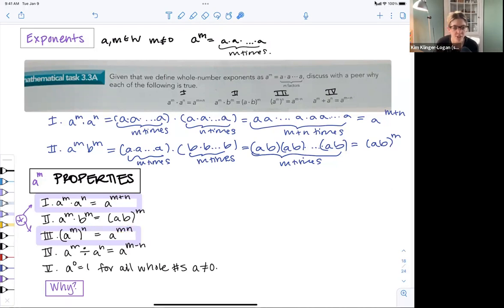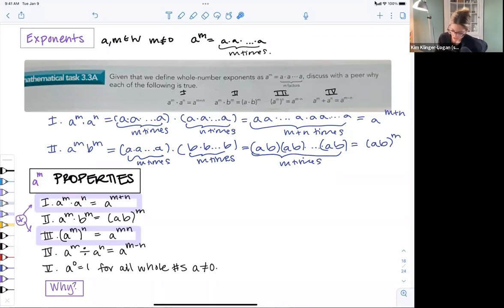So it's really good to solidify the distinction between these 2 properties very strongly, because this is where a lot of students will make a mistake and want to combine these 2, writing this as A to the M times N, but that's not true. This is A to the M plus N, and vice versa. So make sure those 2 distinctions really sink in for you.